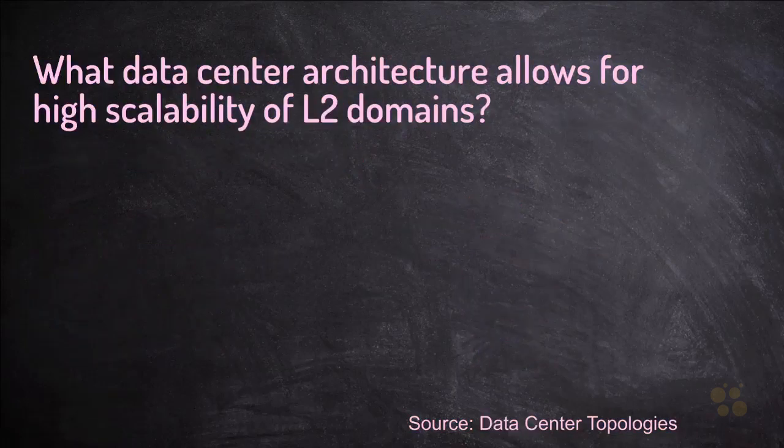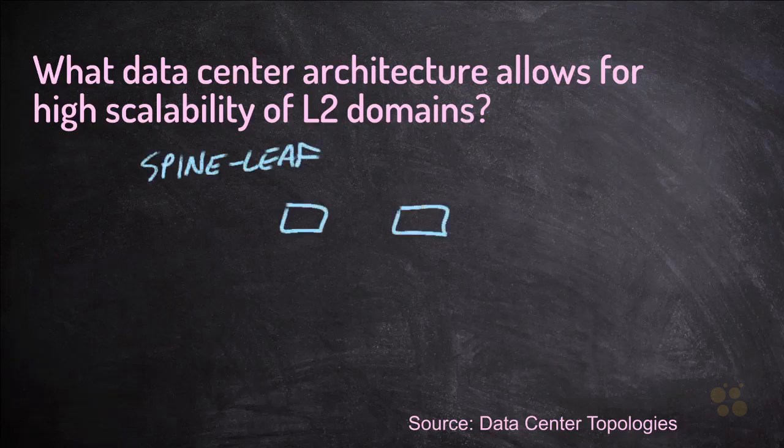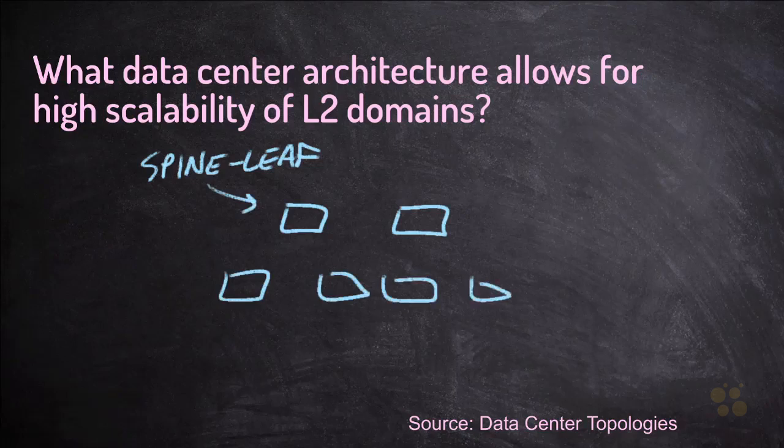Last question, it's an open-ended one. What data center architecture allows for high scalability of layer 2 domains? Well, the answer here is spine leaf. Spine leaf is that architecture that looks a little similar to a 3-tier architecture because we have what appear to be distribution switches, except we call them spines, and we appear to have access switches, which we now call leaves.